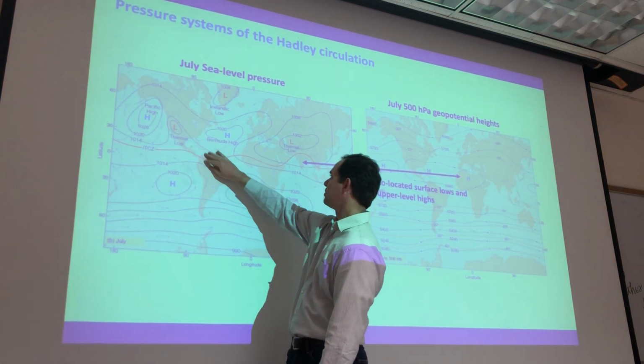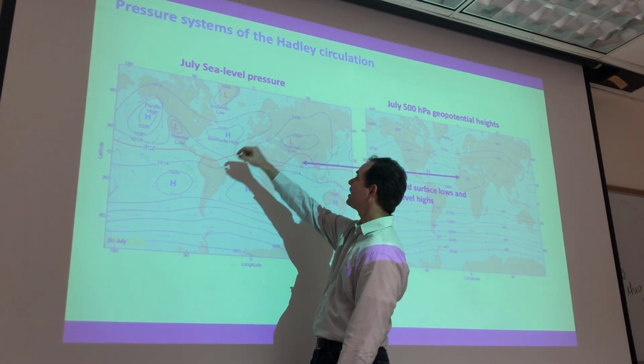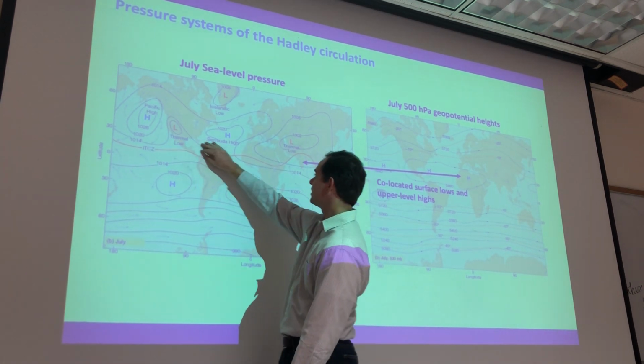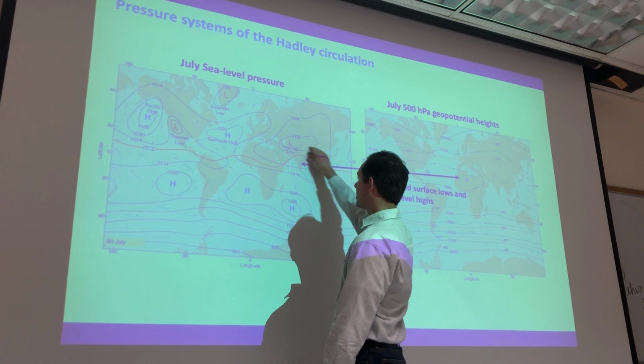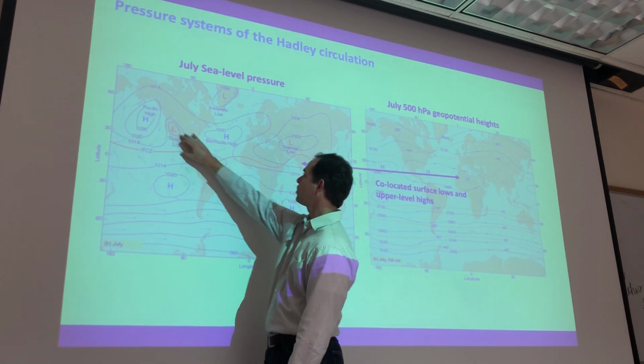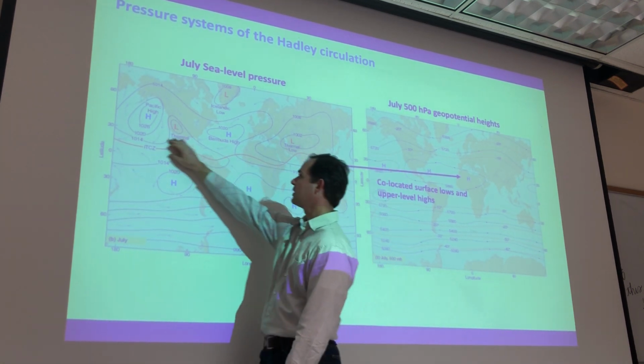So there tend to be thermal lows. This is the July sea level pressure. You tend to have thermal lows along this band here, displaced a little bit north of the equator because of heating due to the land.